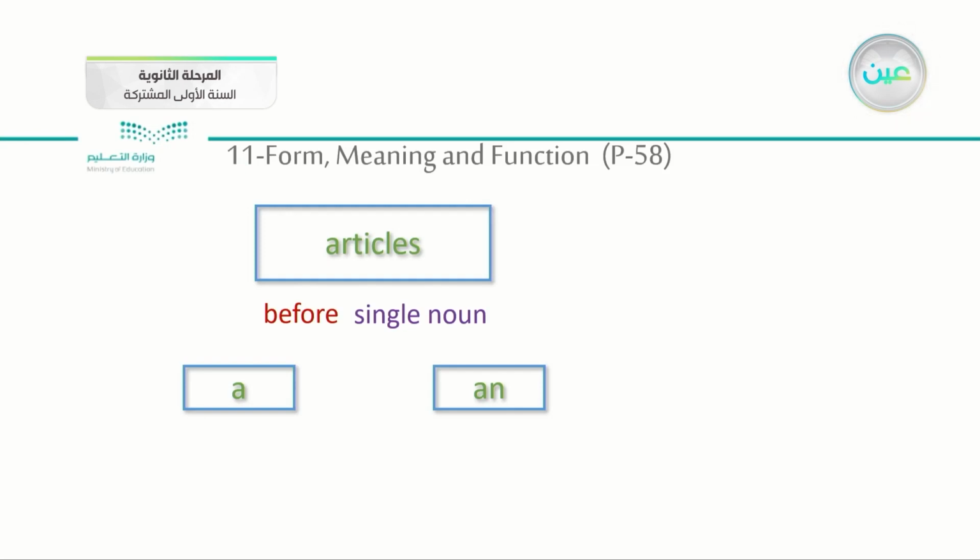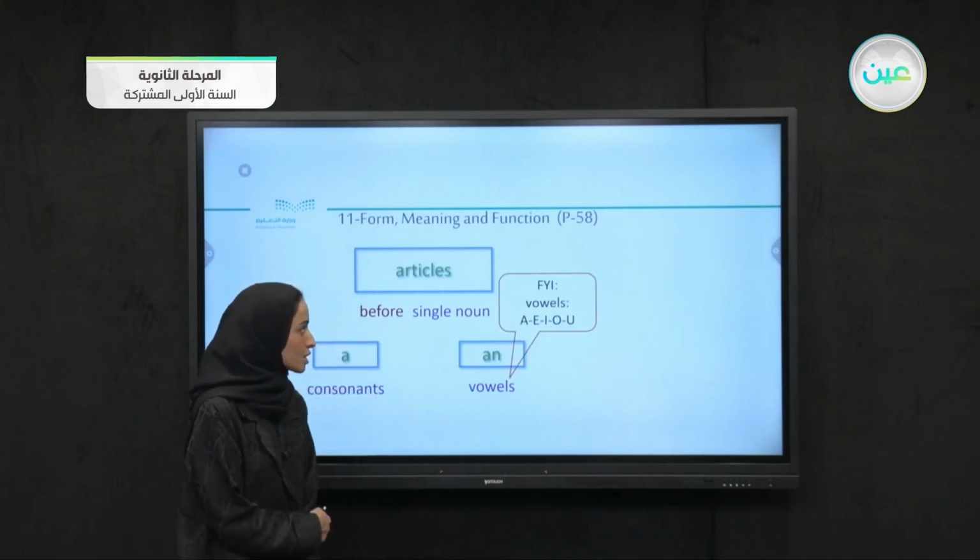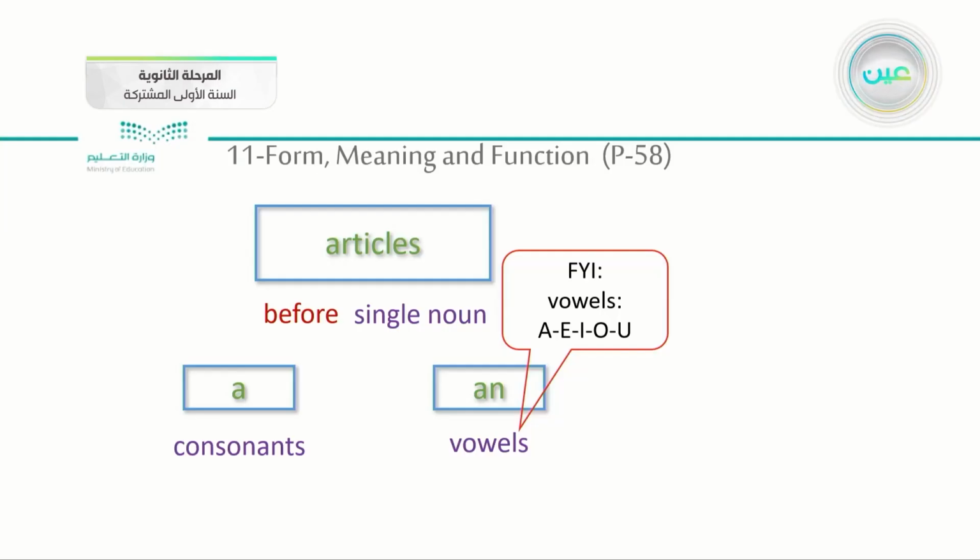It comes before it. And by the way, the a and the an have the same meaning, however, the usage is different. The a will be used with a consonant sound like the ba, ta, ka, or any consonant sound. However, the an is used with the vowels. What do we mean by vowels? They are actually, for your information, the a, e, i, o, and u. This is just a reminder.